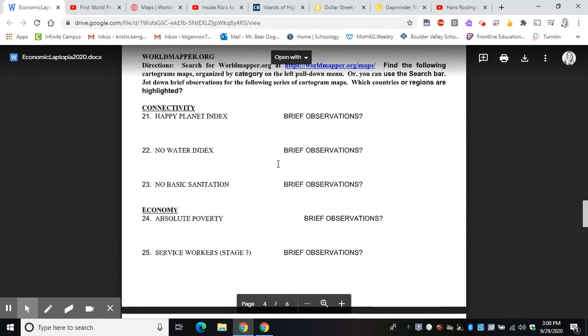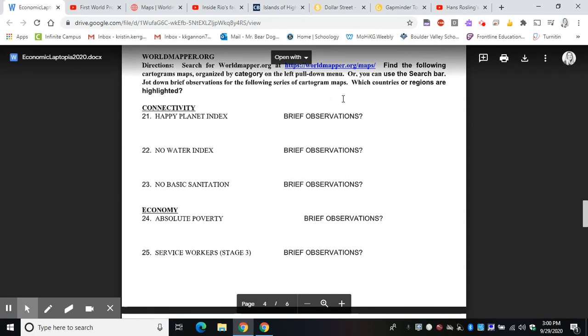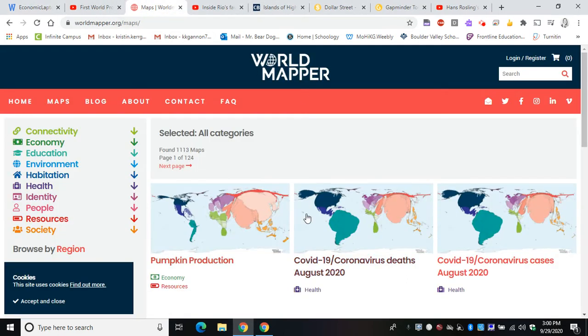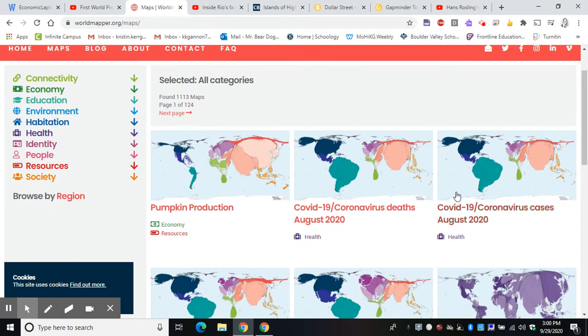Then this is called the cartographs, and this is what you're going to do with me in small group, and then you'll finish on your own. It's at worldmapper.com. And these cartographs are maps of the world where they have shrunken or increased the size of the countries based on the amount of data.